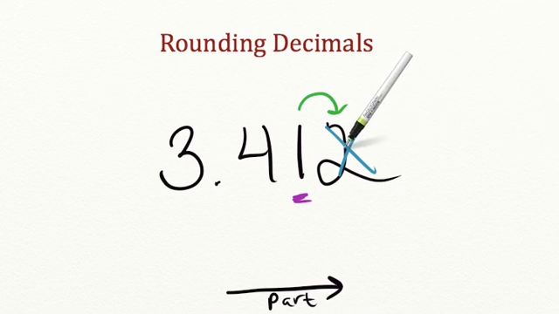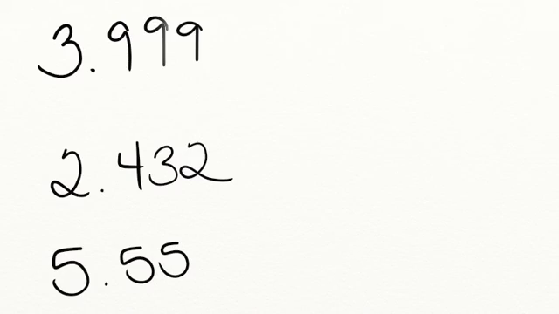If this digit is 5 or greater, then you're going to round this 1 up to a 2 and then cross out the remaining place values. And there you go. That's all there is to it. The 3 steps for rounding decimals. Now that you've learned the 3 steps, let's walk through a couple practice problems together.